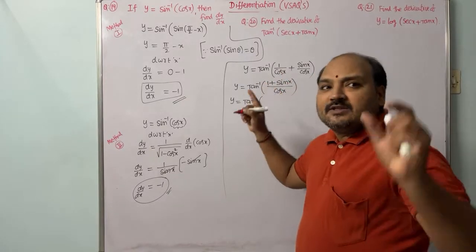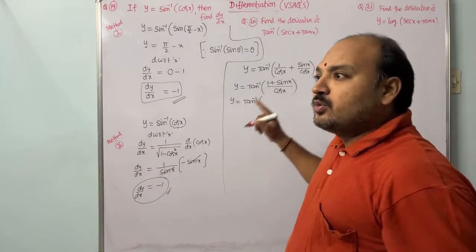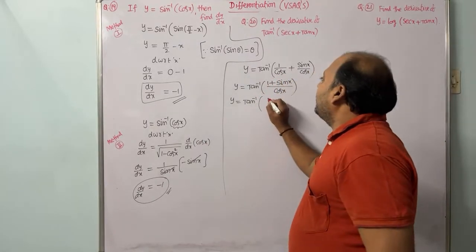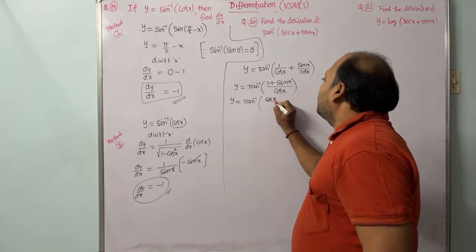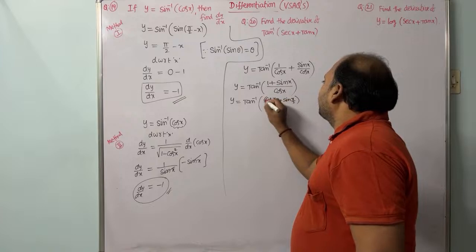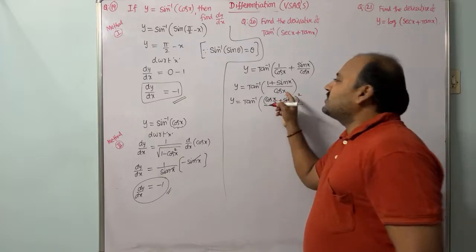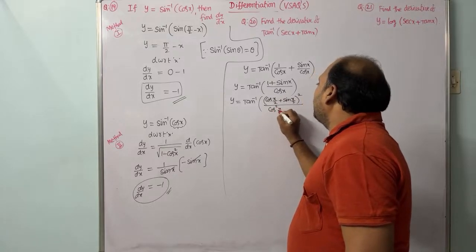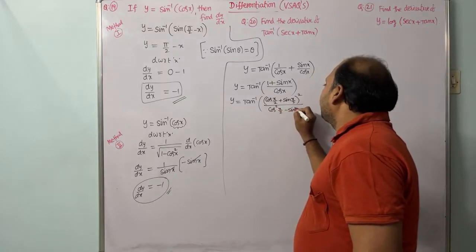So 1 can be written as cos square x by 2 plus sin square x by 2, plus sin x can be written as 2 sin x by 2 cos x by 2. So ultimately I am going to write cos x by 2 plus sin x by 2 whole square, whole divided by cos x, which can be written in terms of half angles as cos square x by 2 minus sin square x by 2.